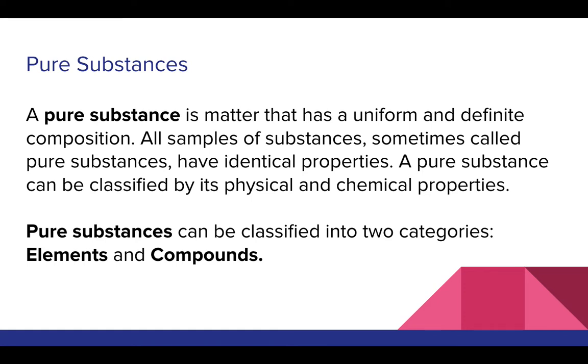So as you remember from a previous lesson, a pure substance is matter that has a uniform and definite composition. All samples of substances, sometimes called pure substances, have identical properties. A pure substance can be classified by its physical and chemical properties. And pure substances themselves can actually be classified into 2 categories, elements and compounds.